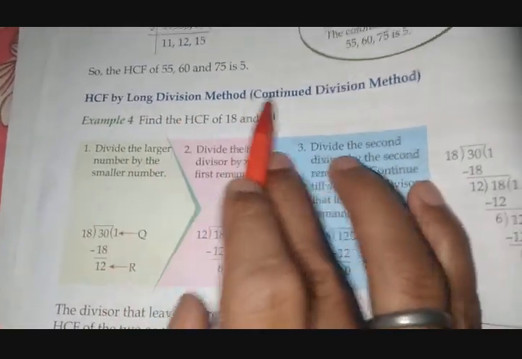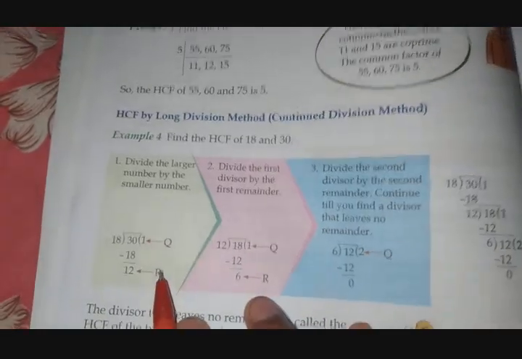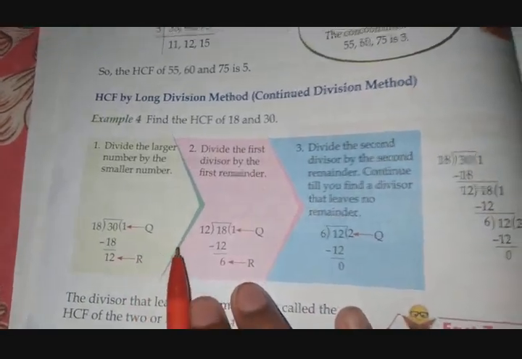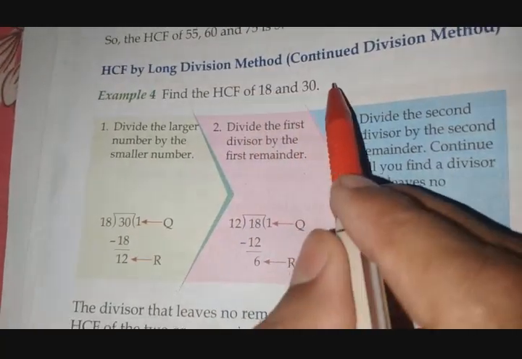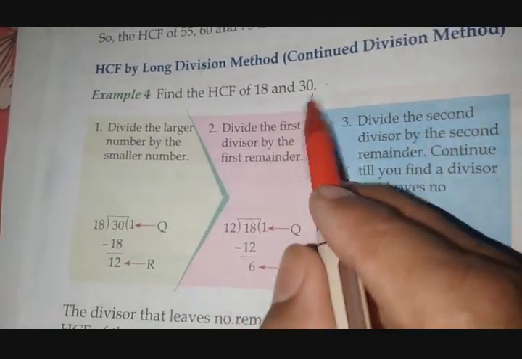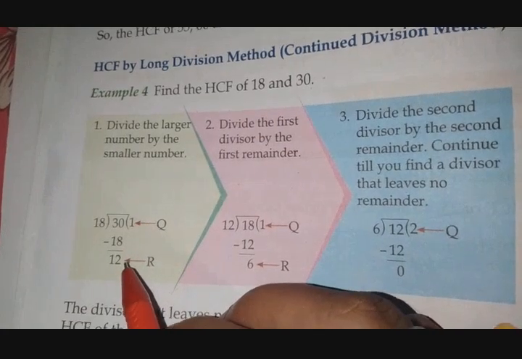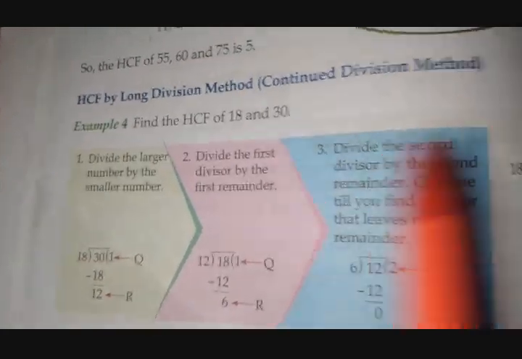Then we will learn HCF by the long division method. That means we will divide one number by the other number. In this method, first we take 18 and then 30, and we divide 30 by 18, then we get the remainder. Then this remainder will divide the 18 again, and again we go on in a continuous process. In this way we will get the answer.